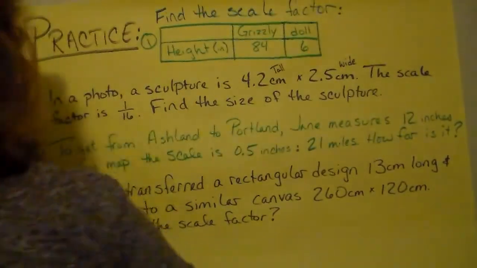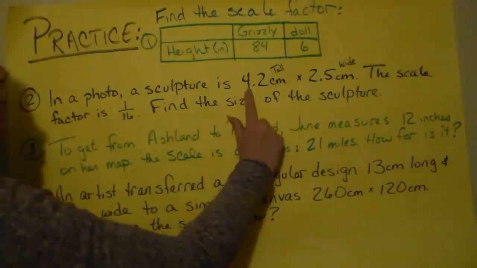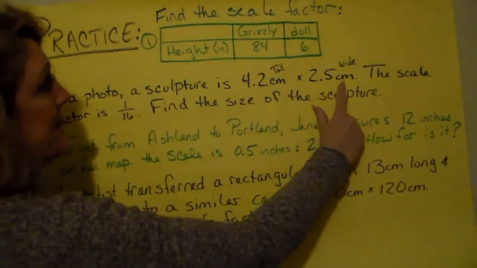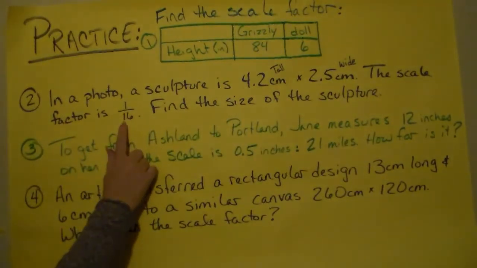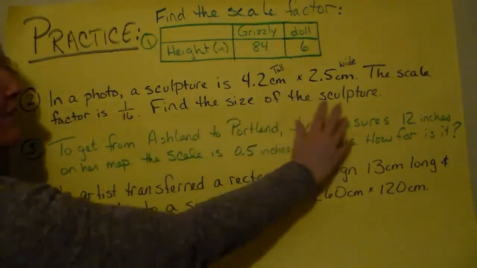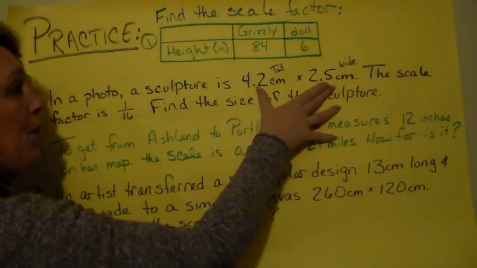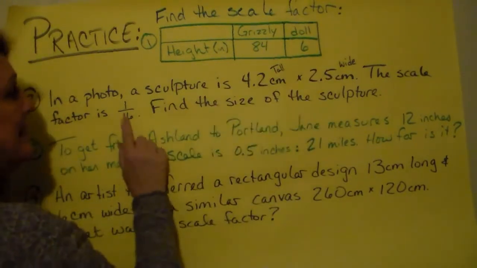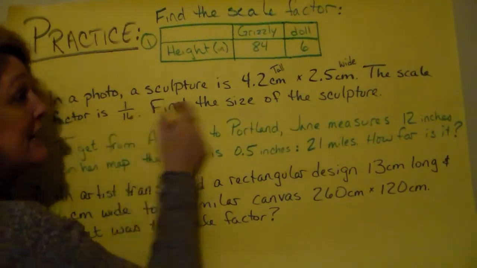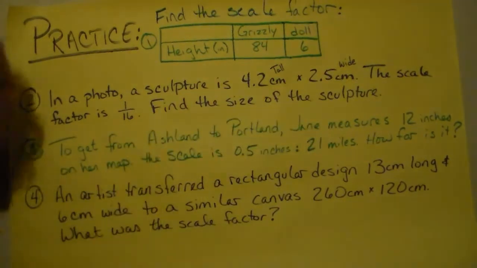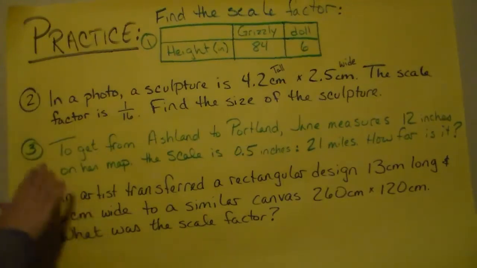Number 2, in a photo, a sculpture is 4.2 centimeters tall and 2.5 centimeters wide. The scale factor is 1 to 16. Find the size of the sculpture. So you have both of these and the scale. Take this with the scale and find out how tall it really is, and this with the scale and find out how wide it really is.